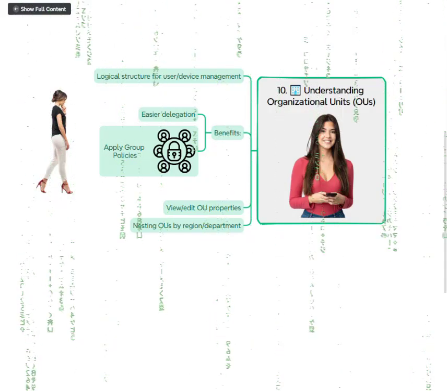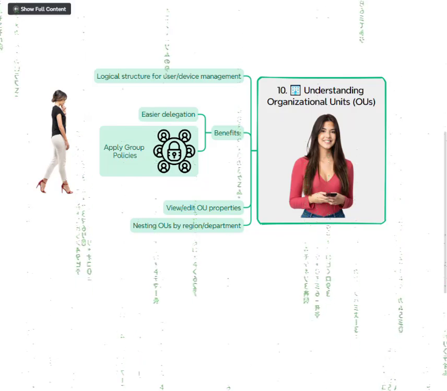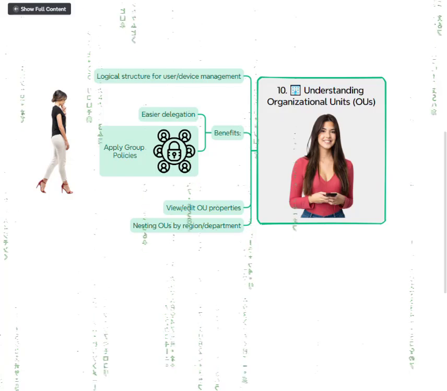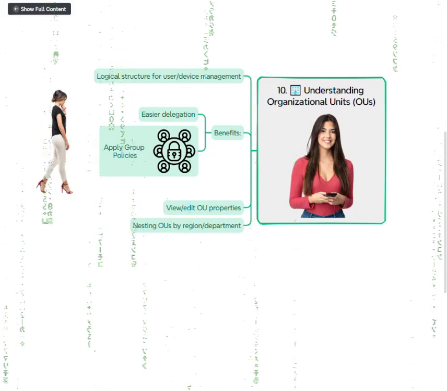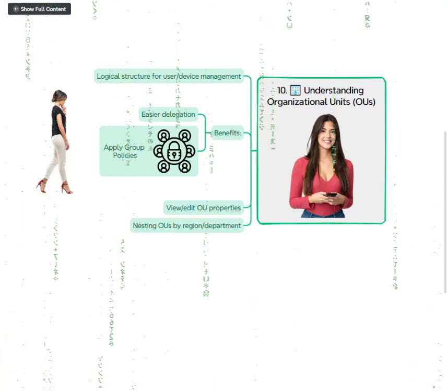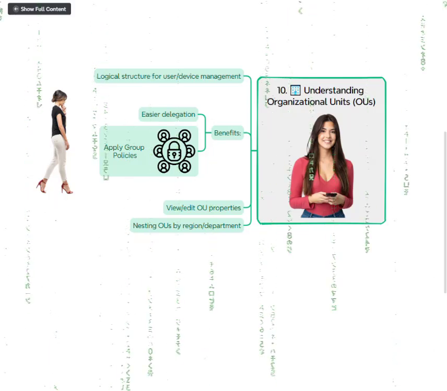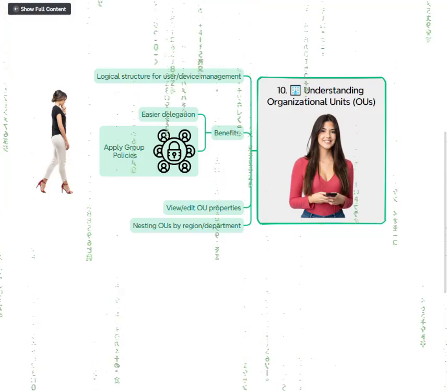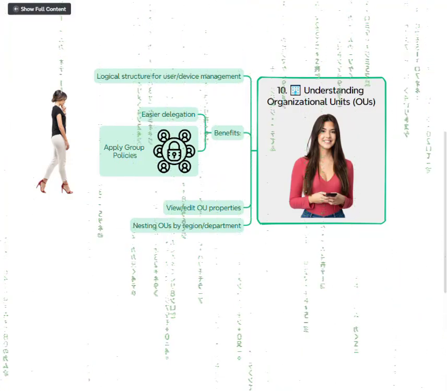Once users and devices are placed into OUs, you can target them with group policies. That means you could, say, restrict access to Control Panel only for users in the IT department. It's a super powerful way to apply rules without having to do it manually for each person or device.